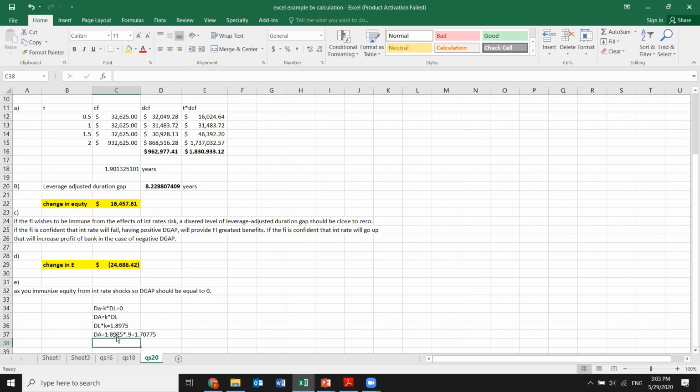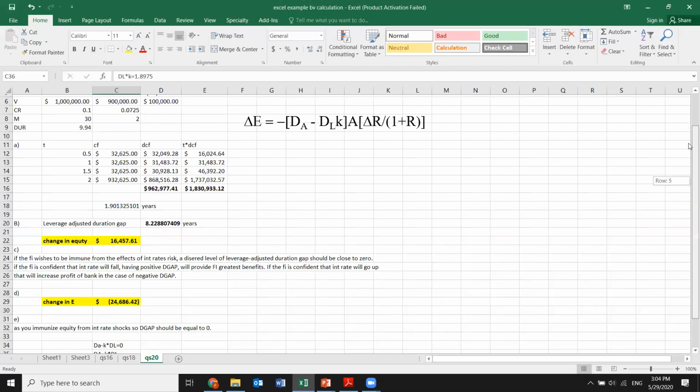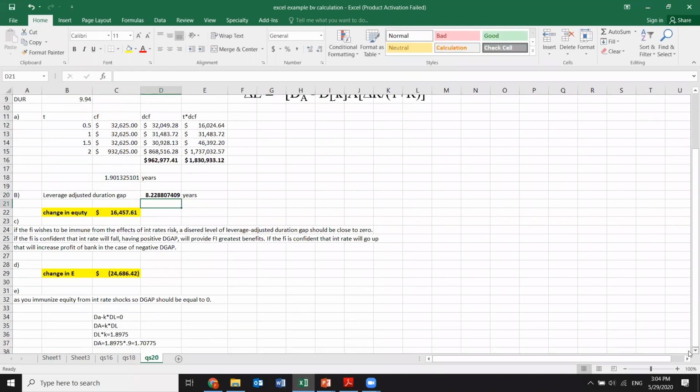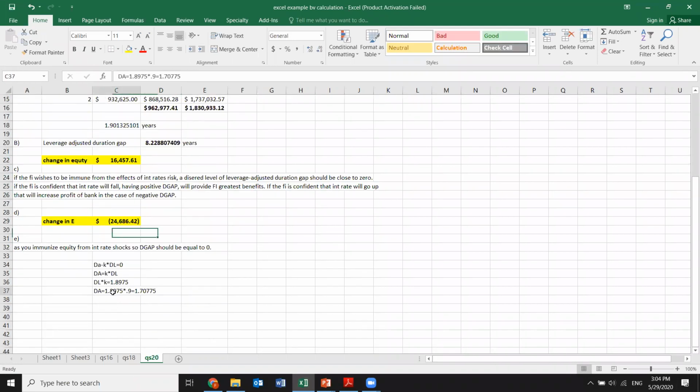So 1.89, yes, please. In row 36, I think in the formula, should it be DL multiplied by K, or is it just DL? DL multiplied by K. We already calculated this duration of liability, it's given here. This is how we calculate it. Let me clarify this 1.80 a bit more. How did I get it?